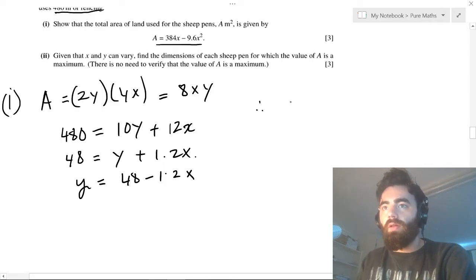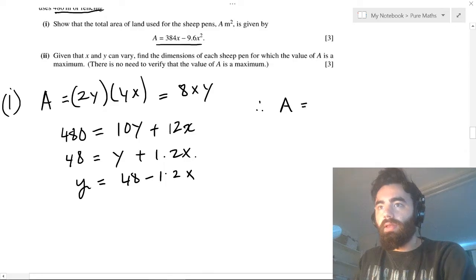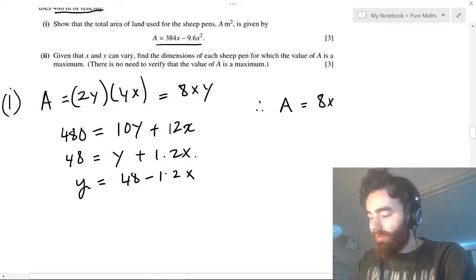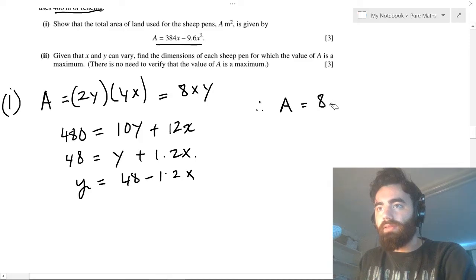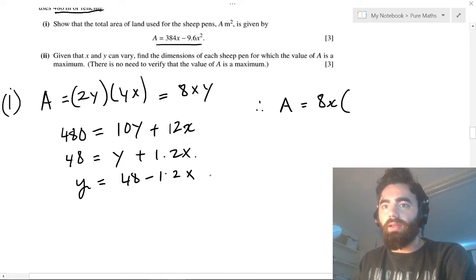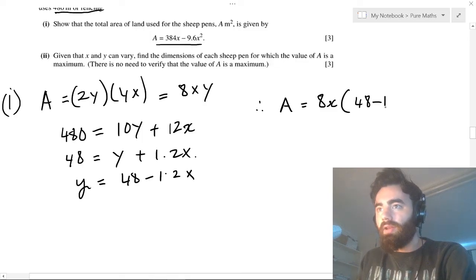So therefore, our area is going to equal 8x. On paper, I write my x's like this, which I think look nicer. But here, for some reason, I've tended to write it like this. 48 minus 1.2x. Let's try and write it like that.